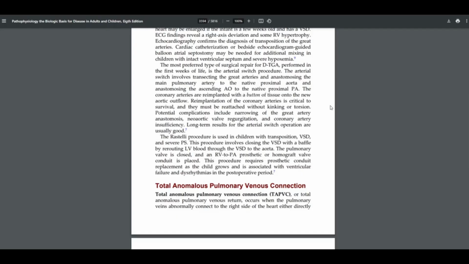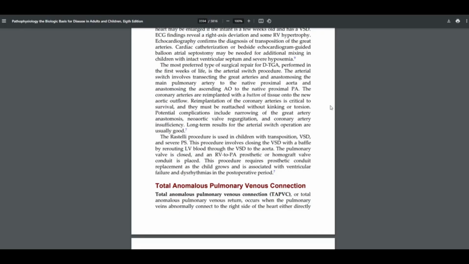Reimplantation of the coronary arteries is critical to survival, and they must be reattached without kinking or torsion. Potential complications include narrowing of the great artery anastomosis, neo-aortic valve regurgitation, and coronary artery insufficiency. Long-term results for the arterial switch operation are usually good.